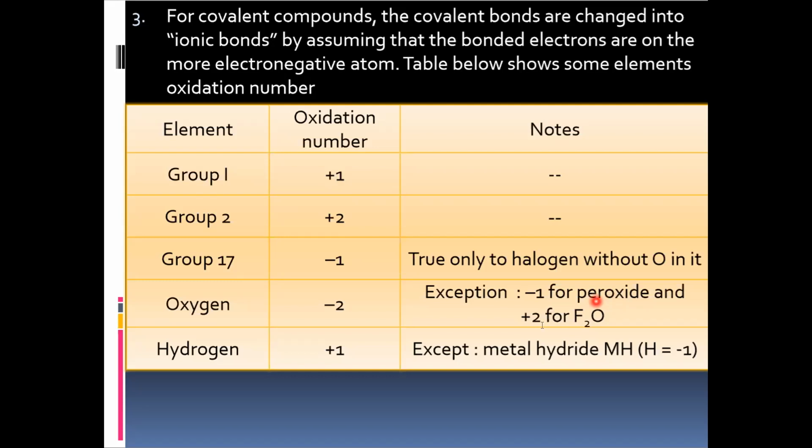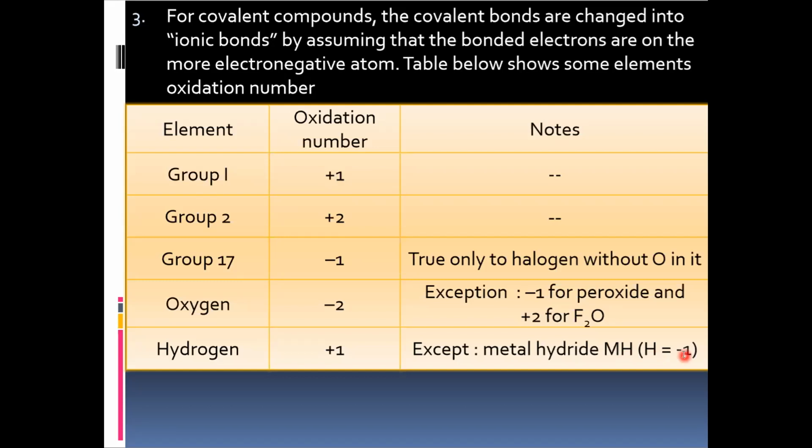And for a reaction with fluorine, oxygen will also have a +2 oxidation state. But besides these two cases, the oxidation state of oxygen will always be -2. For hydrogen, the oxidation state is always +1, except in a metal hydride. Whenever it's in a metal hydride, for example, copper hydride or zinc hydride, the oxidation state of hydrogen becomes -1 instead of +1.